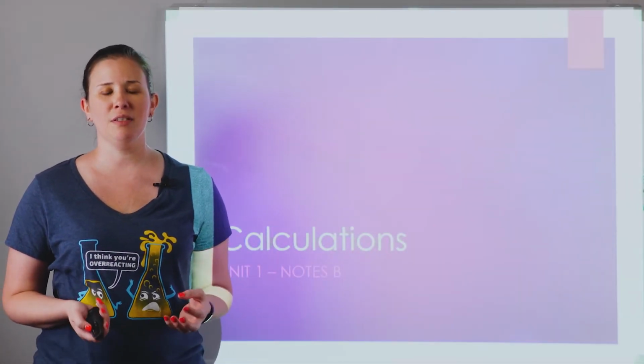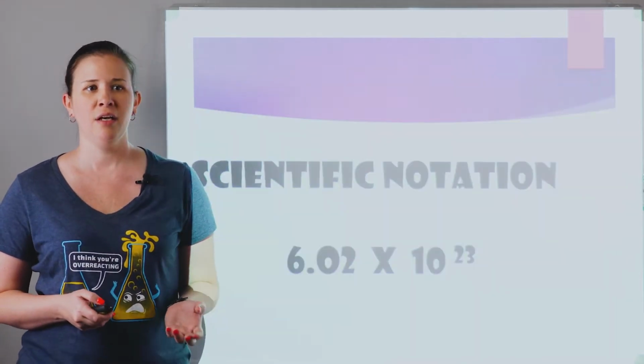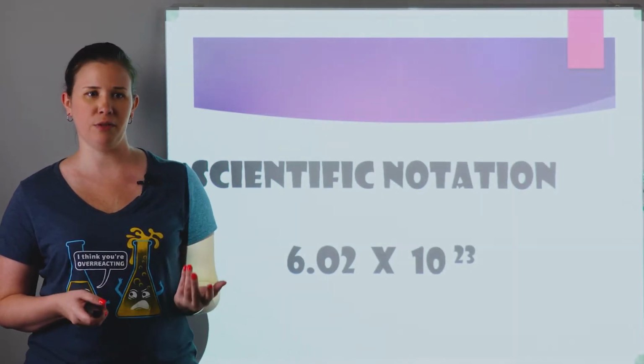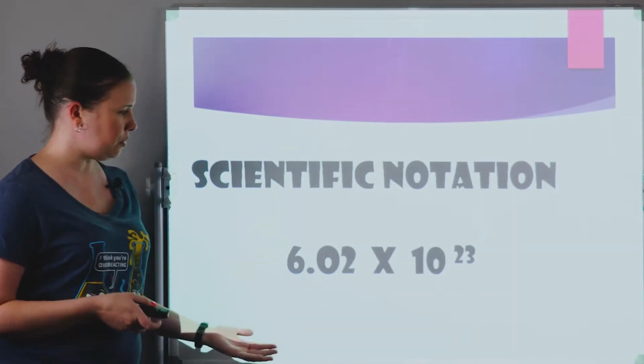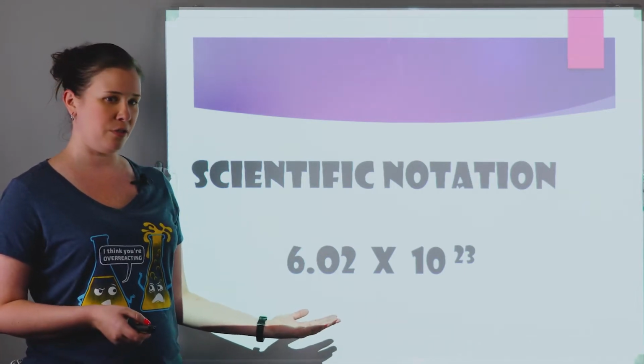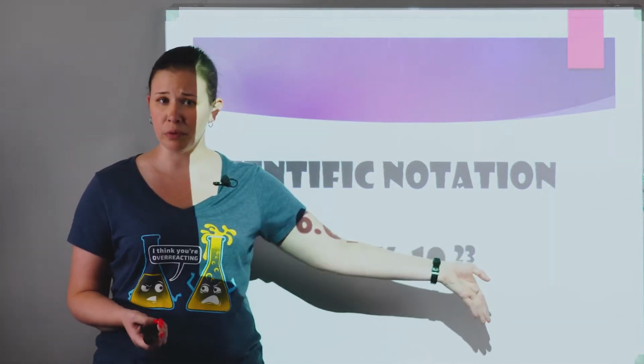Here we're going to focus on some important things to consider when we do the calculations in this class. The first thing is being comfortable using something called scientific notation. So here's an example of a number. It's a special number. You might recognize it. It's Avogadro's number. And it's always written in scientific notation because it's a really big number.